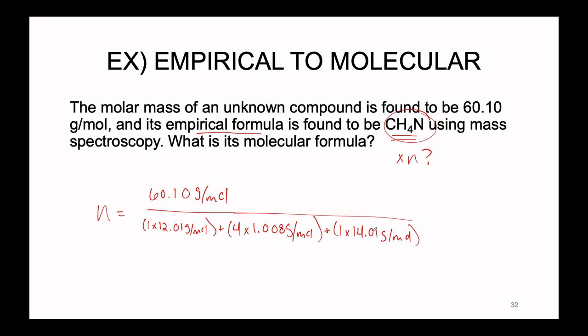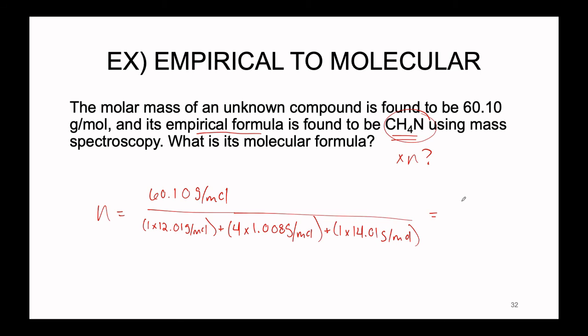So we can see that the denominator is comprised of a bunch of different pieces. You could just calculate this empirical molar mass outside of the denominator and then insert your answer. Either way should work, so long as the total compound, the unknown's molar mass, is up on top and your empirical formula is down below, you should come up with some type of whole numbered factor.